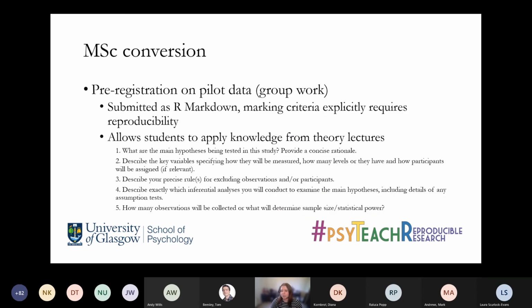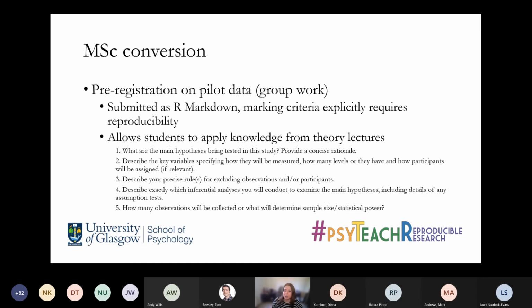For the MSc conversions, they spend most of the first semester working on a pre-registration in a group for their quantitative project. And this has the added benefit that it allows them to progressively apply what they're learning in the theory lectures and the stats lectures. So they build up the pre-reg as their knowledge builds up. When they're first learning about the basics of experimental design and research, they start with a literature search and formulating their hypotheses. And by the end of the term, they're tackling the power analyses.